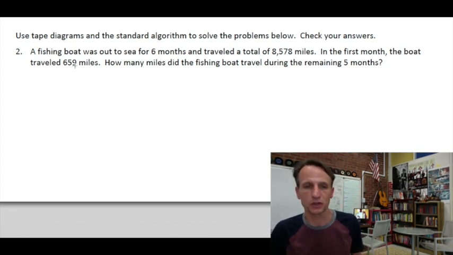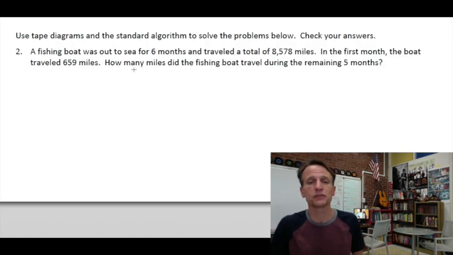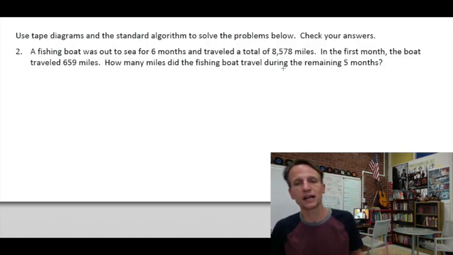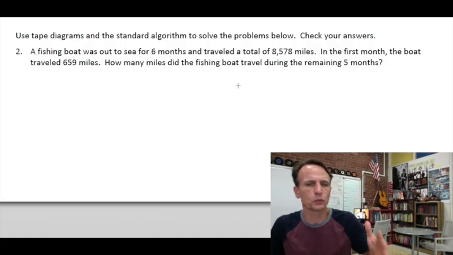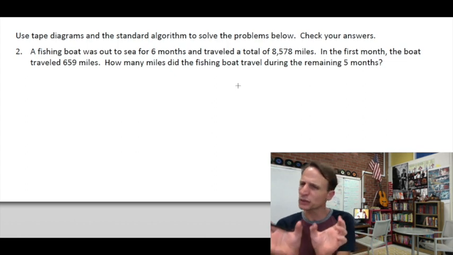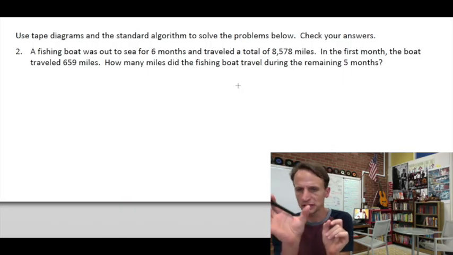A fishing boat was out to sea for 6 months and traveled a total of 8,578 miles. In the first month, okay, because remember it was a total of 6 months, in the first month the boat traveled 659 miles. How many miles did the fishing boat travel during the remaining 5 months? And I love this problem because the whole 6 months and 1 month versus 5 months, basically we're talking about 2 sets of time, right? We have month 1 and then the other set of months.